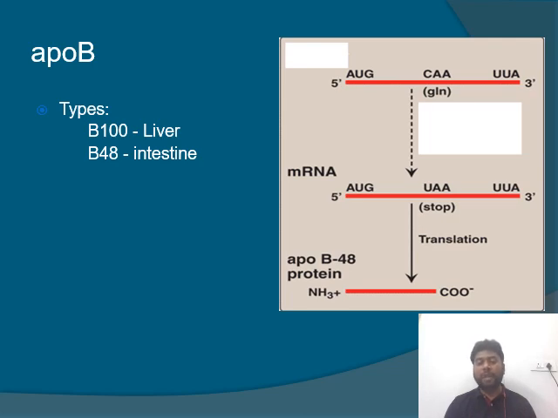So the codon CAA, which codes for glutamine, is converted to UAA, which is a stop codon. A stop codon means the synthesis of protein will stop at this point, so that ApoB48 has only 48% of the amino acids compared to ApoB100. That is why it is called ApoB48. In the liver, the entire mRNA is translated so that we get a protein with the full set of amino acids. That's why we call it ApoB100. Whereas in the intestine, because of this mRNA editing process, we get only about half of the protein, 48% of the protein. That is why it is called ApoB48.